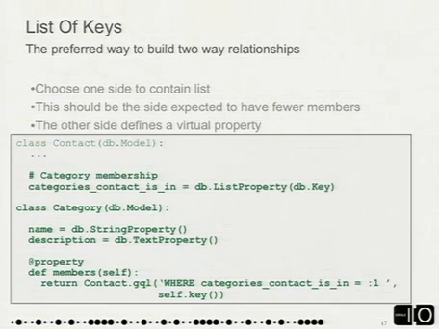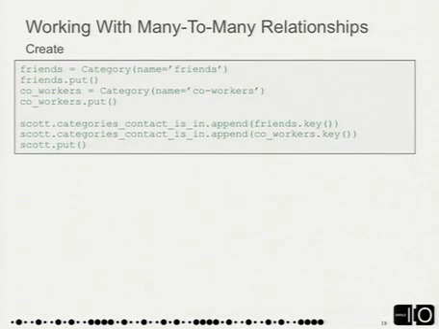Okay, so let's work with a many-to-many relationship. We're going to add Scott to both our friends and our coworkers list, and that's pretty easy to do. We're going to first create two categories: the friend category and the coworker category. Make sure you store them into the data store before you try to make a relationship between them. And we're going to take the Scott object, and access the categories contact is in property.